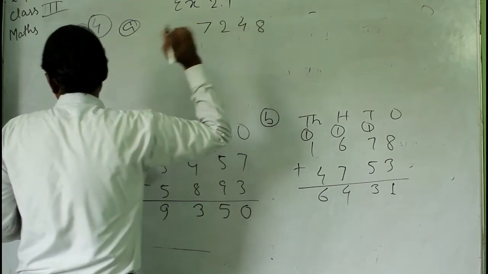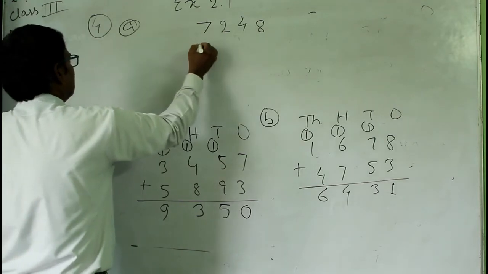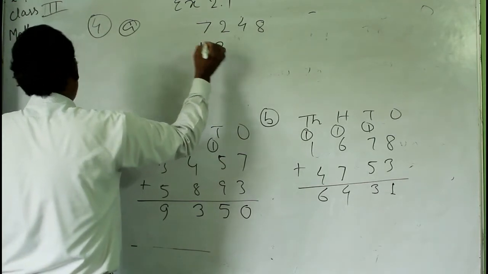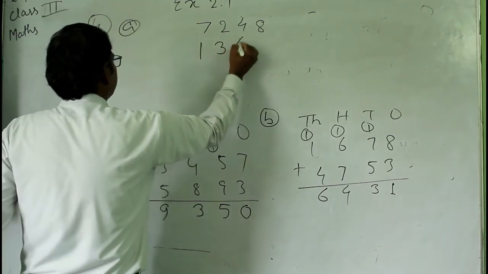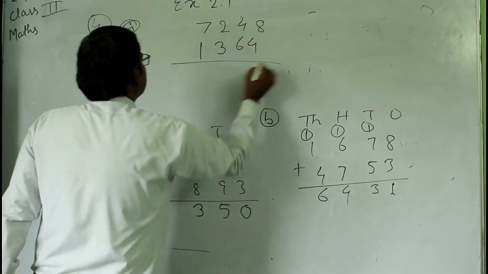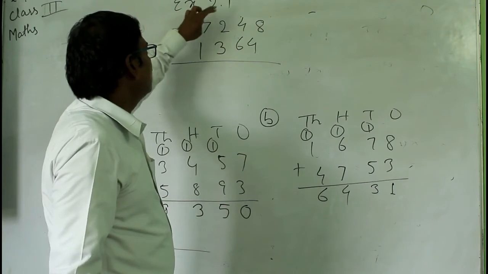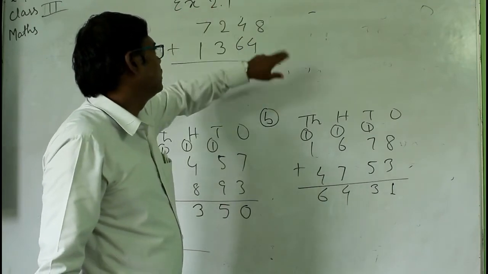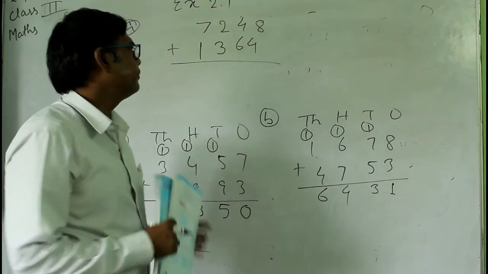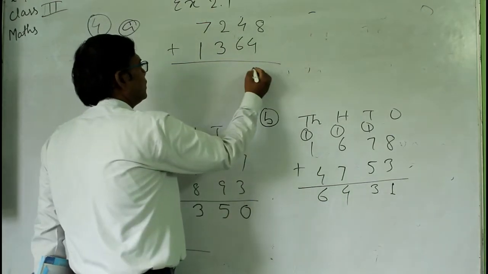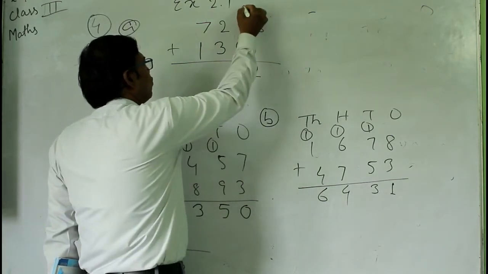7,248. Okay, this is the first number, and the next number is 1,364. Okay, so now add this number here. Thousands place, hundreds, tens, ones. 8 plus 4 will be 12. Then write here 2. Carry 1.